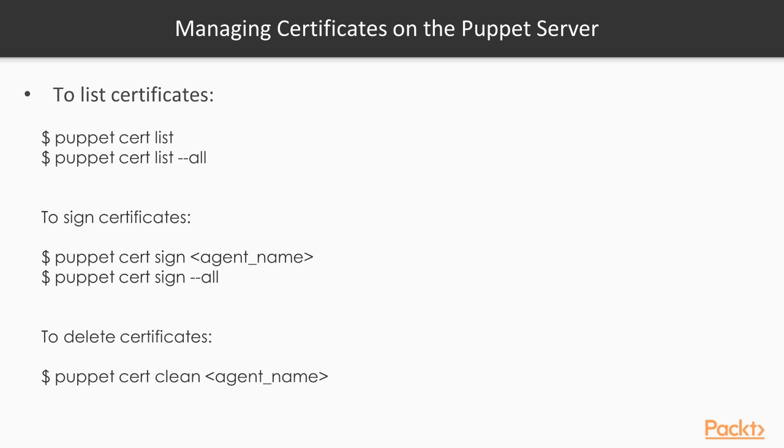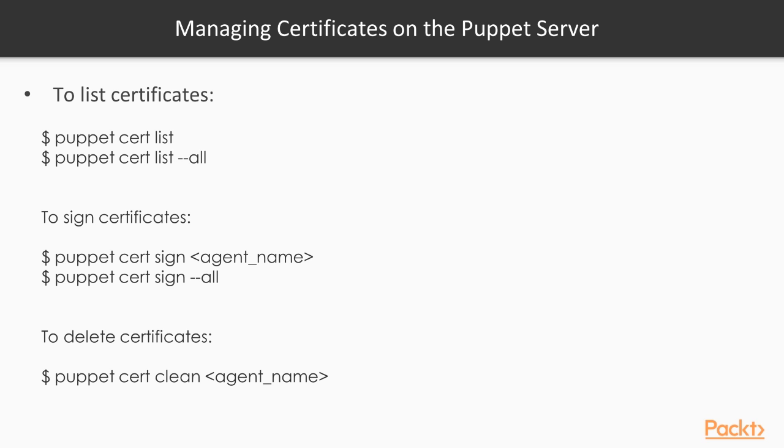There are few actions that can be performed on Puppet certificates in the Puppet server. The primary actions are to list the certificates, to sign certificates, and to remove or delete certificates. To list the certificates, we need to execute the puppet cert list command. This command gives us a list of certificate signing requests which have not been signed yet. To view all certificates, we need to add --all at the end of the command.